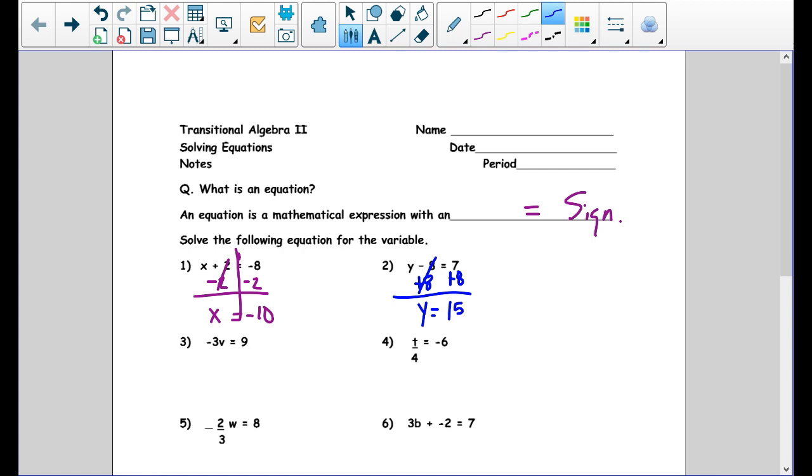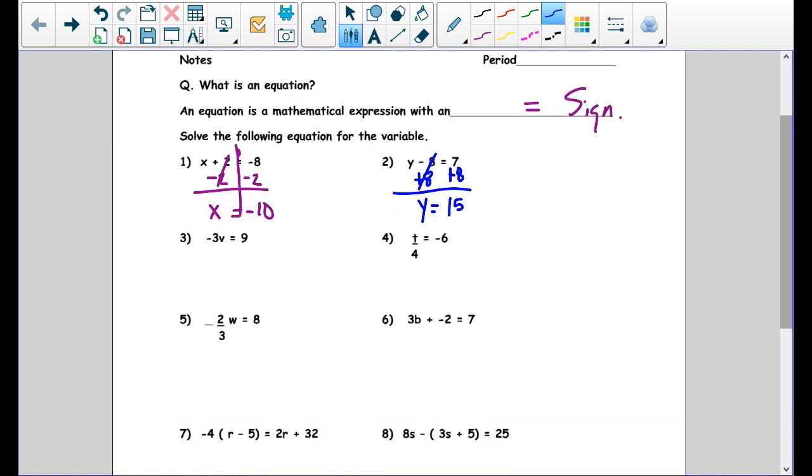15. Again, you can always check your answer by doing what? Putting it back in the problem. 15 minus 8 in your calculator, enter, 7. We're good. Okay? What about multiplication? Negative 3v equals 9.